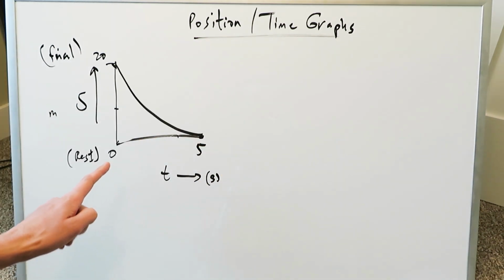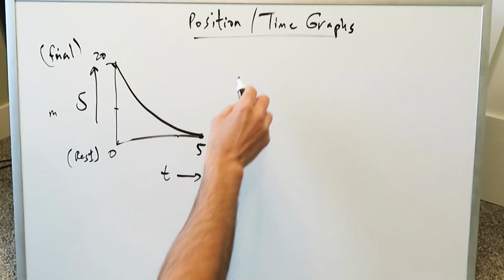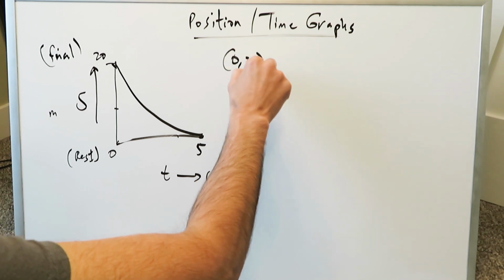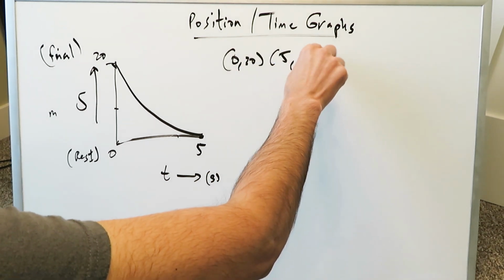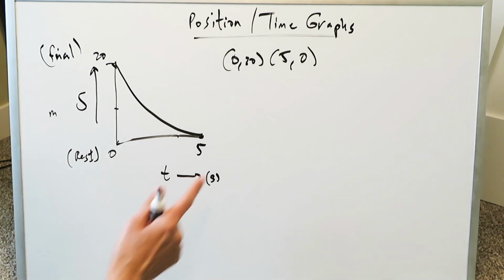Our last graph looks something like this. It's a curved line, but you see how it's going. It's in a downward trend. At time 0 you're at 20 meters, but at time 5 seconds you're at 0, which means your object did eventually return to a resting initial position, so there is movement.